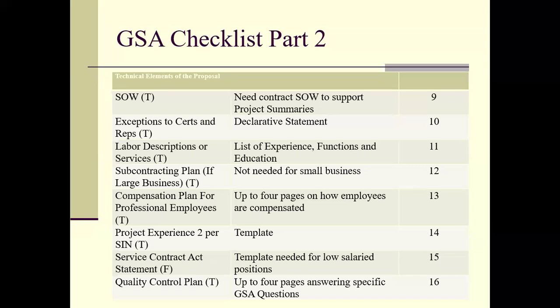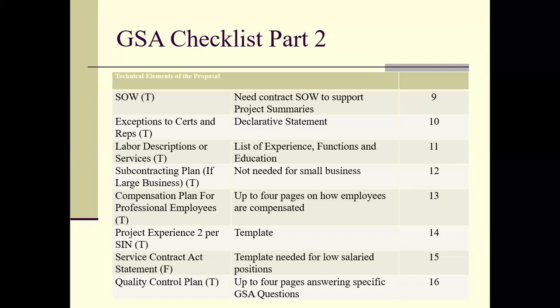The exceptions to reps and certs, again, reps and certs are incorporated in the 185-page solicitation. And you're basically saying, okay, if that's the case, do I take any exception to these reps and certs? I would suggest that you don't take any exceptions to the reps and certs, because that's only going to cause you to be delayed, and they're going to ask you for clarifications and additional information associated with that.